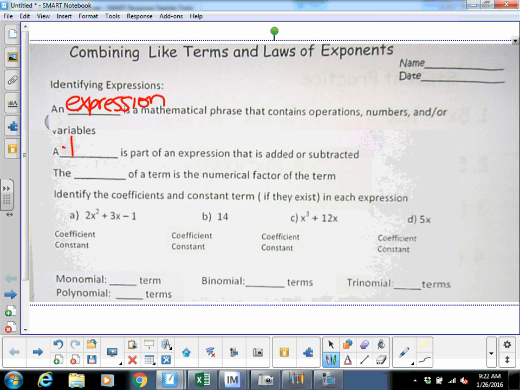A term is part of an expression that is added or subtracted. And the coefficient of a term is the numerical factor of the term. Where does a coefficient appear? Does anybody know? It is in front of a variable. So if you have 5x, x is your variable, 5 is your coefficient. Okay, it's just the number in front of the letter.